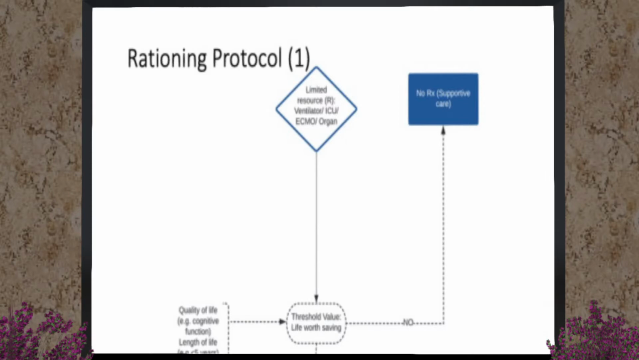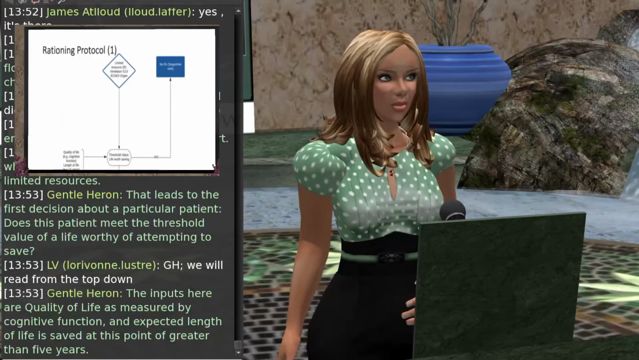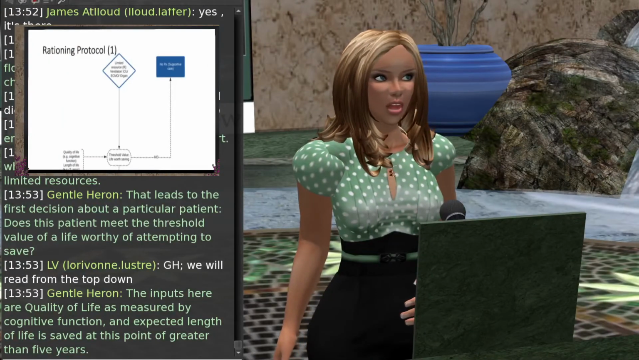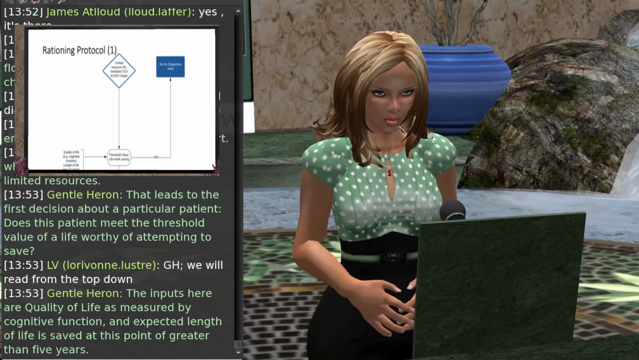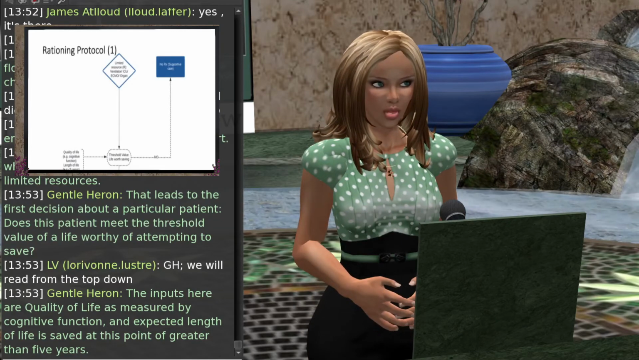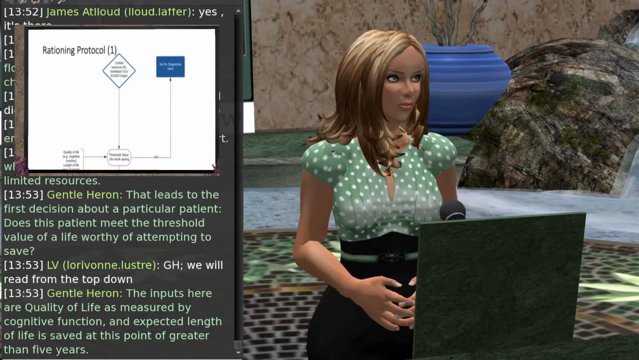Notice that the white diamond shows our situation. We've got limited resources. That's almost always true. And that leads to the first decision about a particular patient. Does this patient meet the threshold value of a life worthy of attempting to save? We have to admit we cannot save everyone we try to, but should we at least try? The inputs here are quality of life, and in most cases that is measured by cognitive function, brain function. And it also is expected length of life. And the general rule is that we expect them to live greater than 5 years if we can save them.